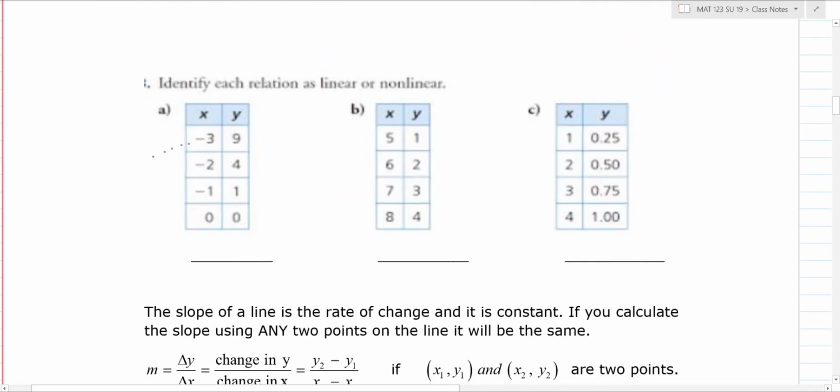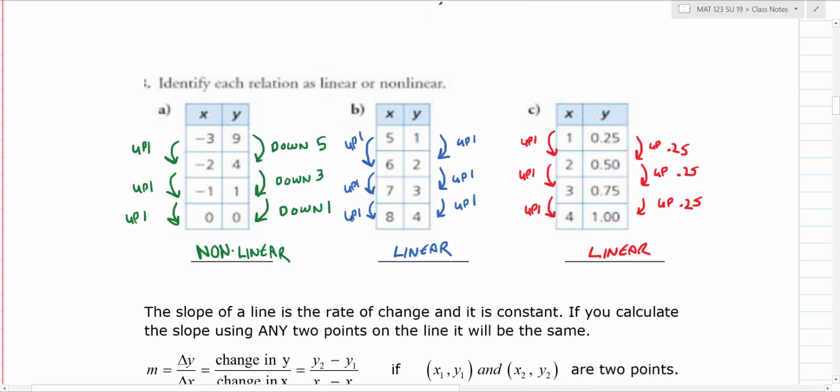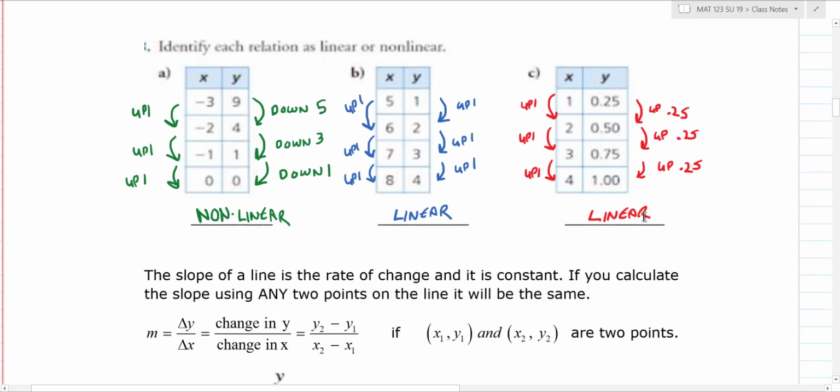All right, so we're looking for a constant rate of change every time if we're looking for a linear function. So what I want you to do is pause my video, look at these, and write linear or nonlinear. All right, so this is what you should have come up with. This first one's nonlinear. You can see that that's going up 1, but those are going down by different amounts. The second one's linear. X goes up 1, Y goes up 1. C is also linear. X goes up the same amount, 1, and so does the Y. So those are 2 linear functions.